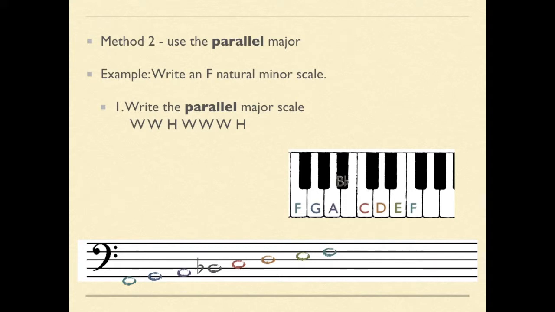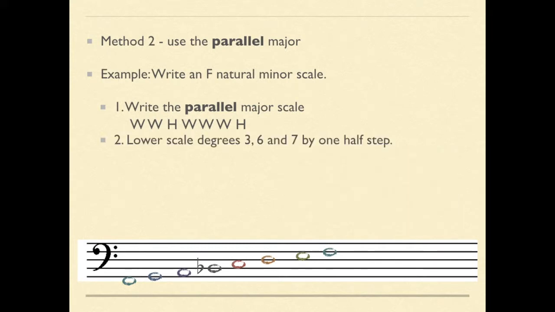to F. Okay. Now we're going to lower scale degrees 3, 6, and 7 by 1/2 step. So let's count the scale degrees. 1, 2, 3, 4, 5, 6, 7, and 1. Now we'll lower those scale degrees either by adding a flat or removing a sharp.